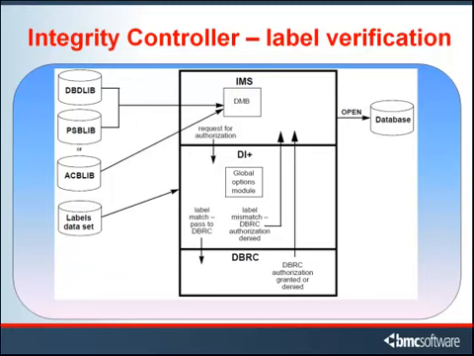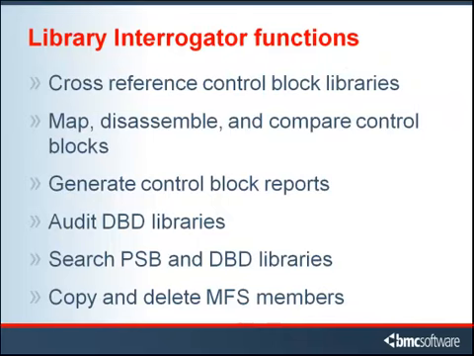If the label and the control block match, Database Integrity Plus passes control back to the DBRC and normal processing continues. If they don't match, Database Integrity Plus issues error messages and either denies authorization or replaces the label and continues normally with warnings.